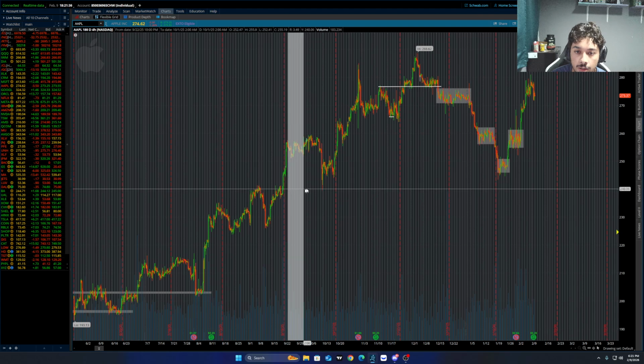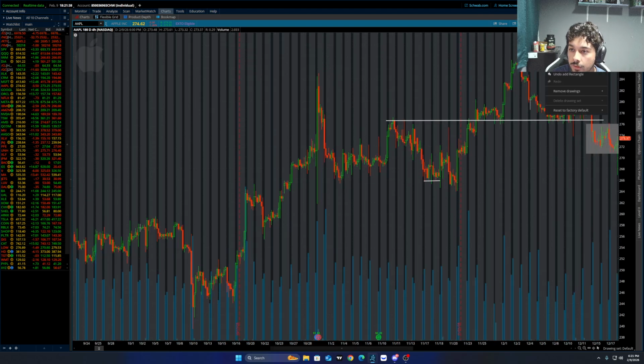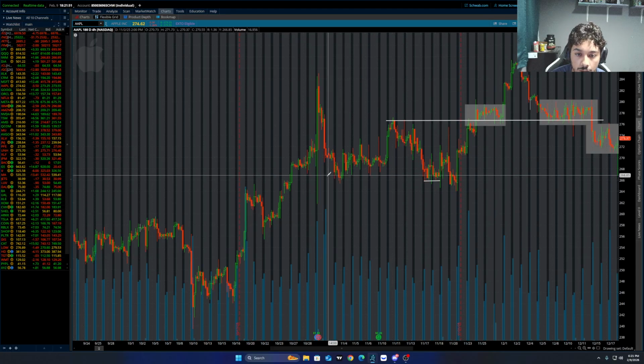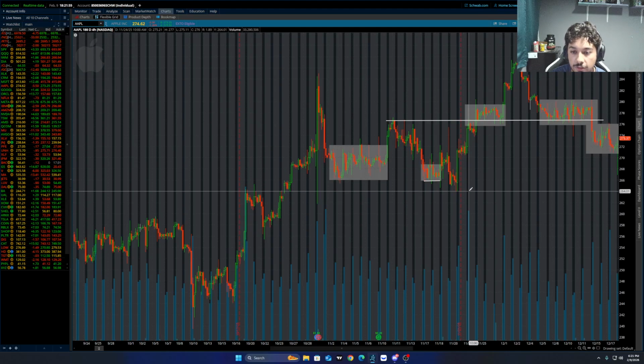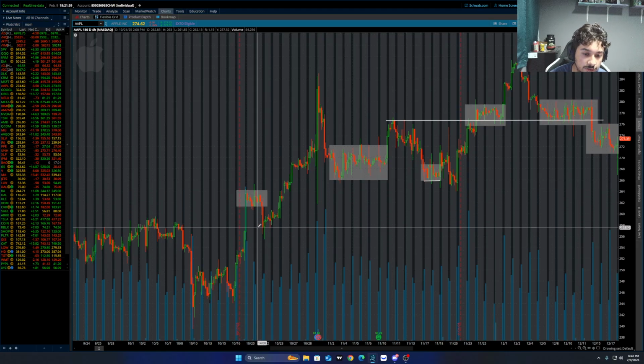Let's keep taking a look. We have base formation here. Base formation there. Base formation there. Small base right here. Small base right here. We have a base right here. Base right here. There are bases everywhere. I see these all the time.